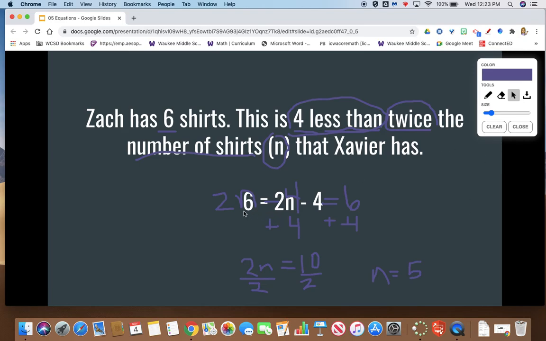Notice when they set it up on the screen, they flipped and 6 was by itself on the left and then 2N minus 4 was on the right. Either way is okay. 6 is by itself and 2N minus 4 is by itself on the other side. Notice that minus 4 needs to come last in that expression of 2N minus 4 because 4 less than something means you're taking that away at the end of it.